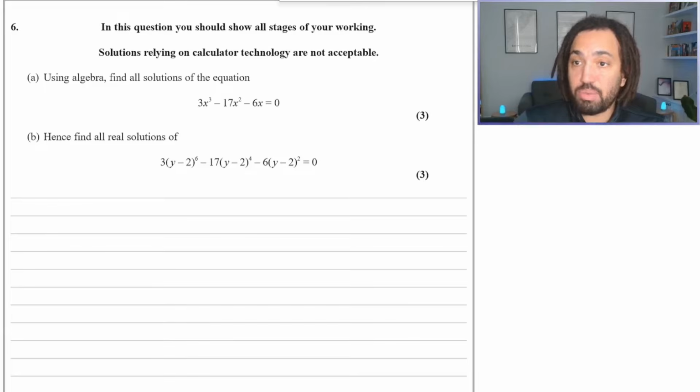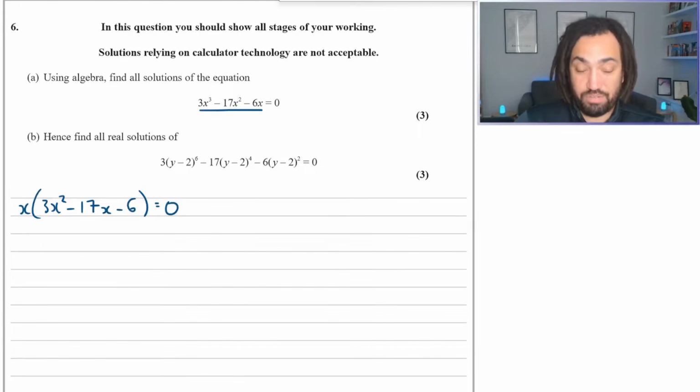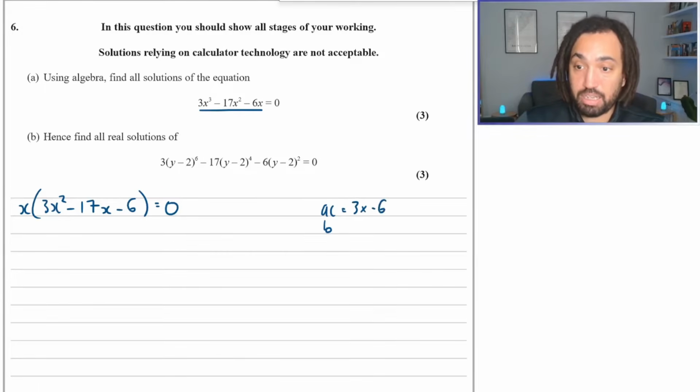Okay, next question, and we have a cubic, and it says using algebra find all the solutions of this equation. Okay, well, it doesn't have a constant term, so it means we can factorize out an x, which gives me x outside, and it gives me a quadratic inside. Okay, so I need to factorize that quadratic. I'm going to use the AC method, made popular by a fantastic teacher called Mr. Packer.